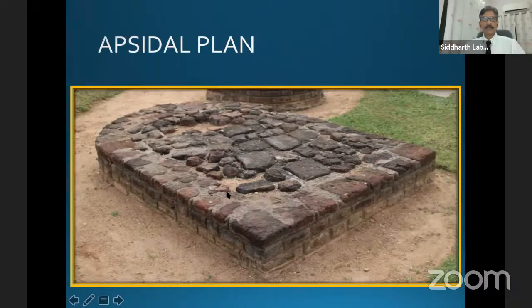So the person is going like this, and he will take a round. Here is the stupa. Now you can't see it, it is broken now, and he will come back from the right side. He will come back. So this is the apsidal plan.